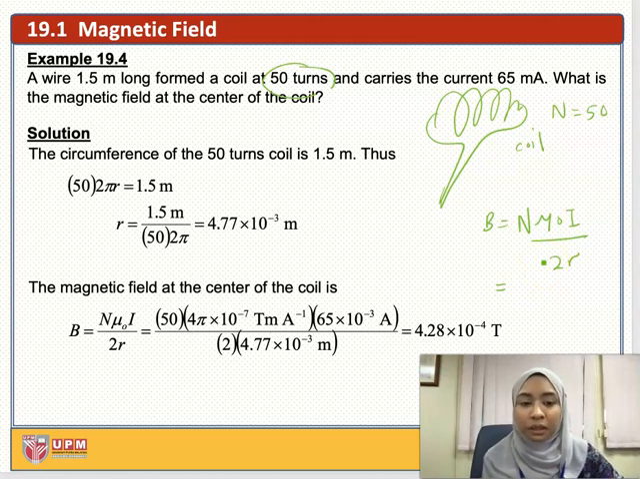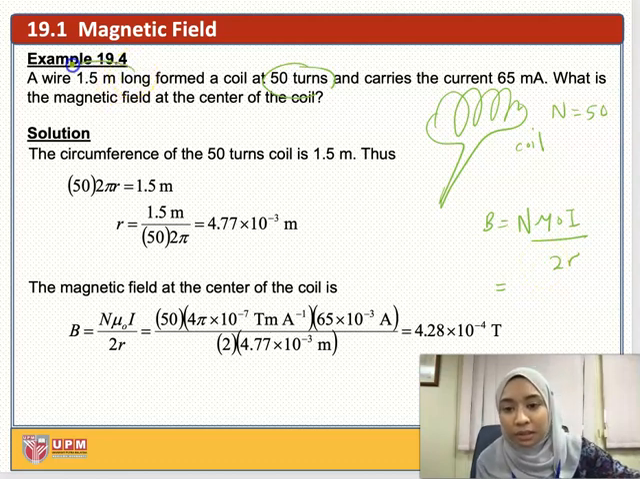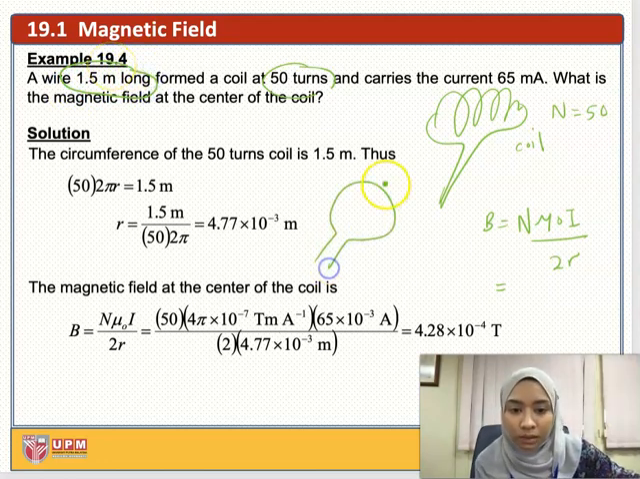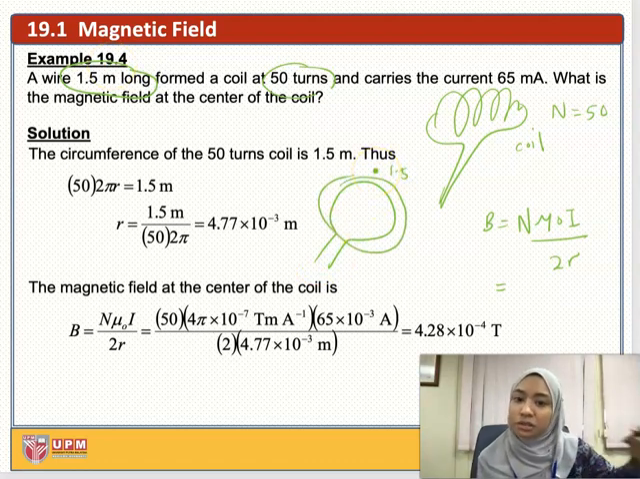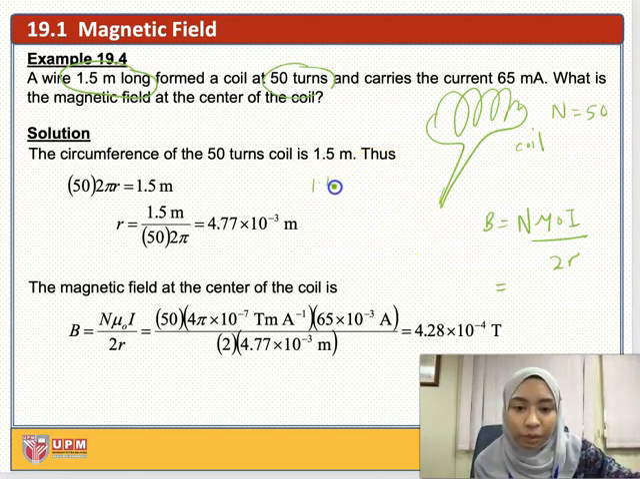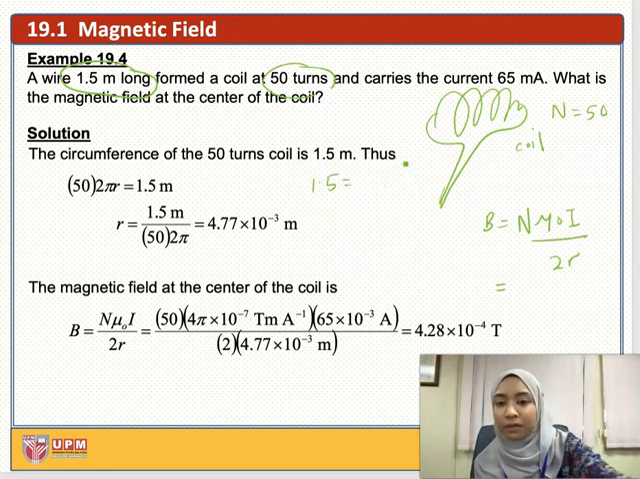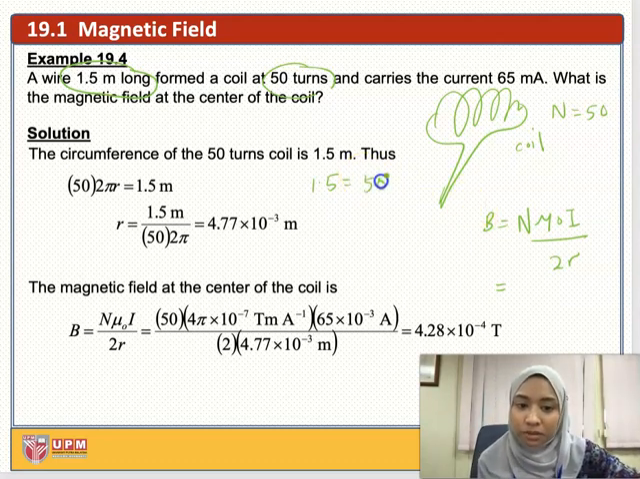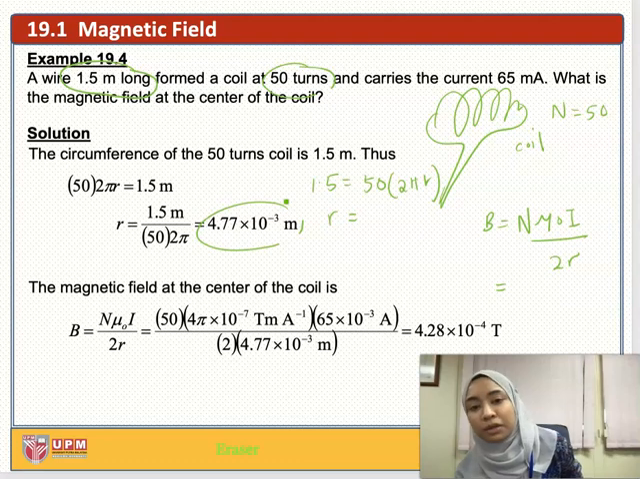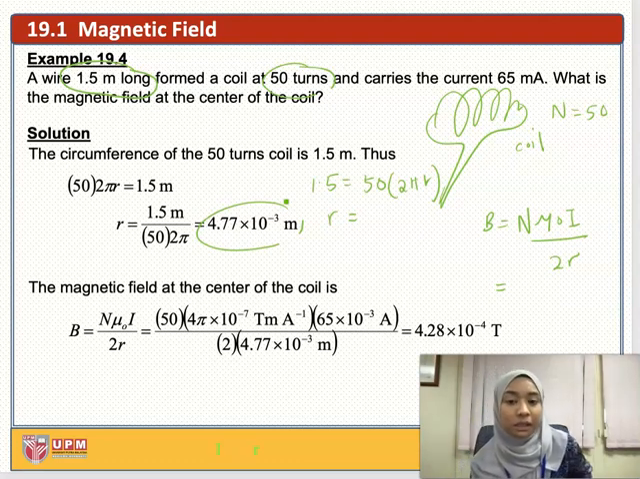Now we want to find the new radius. Remember, we are using the same length, but now instead of making one coil, this total of 1.5 is split into 50 turns. Previously, we talked about 1.5 is equal to 2 pi R. Now, the equation is 1.5 is equal to 50 circles or 50 circumferences. So now the R is different. The R is 4.77 times 10 to the minus 3, or 4.77 millimeter.